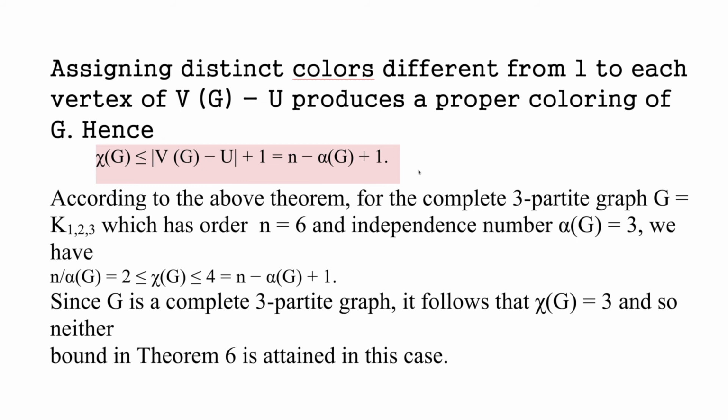According to the above theorem, for the complete 3-partite graph G, that is equal to K 1, 2, 3, which has order 6 and independence number 3, we have n divided by alpha of G, which is equal to 2, less than or equal to chi of G, less than or equal to 4, that is equal to n minus alpha of G plus 1. Since G is a complete 3-partite graph, it follows that chi of G is equal to 3, and so neither bound in theorem 6 is attained in this case.